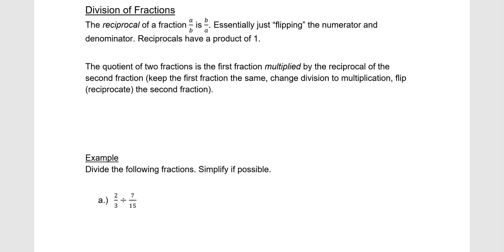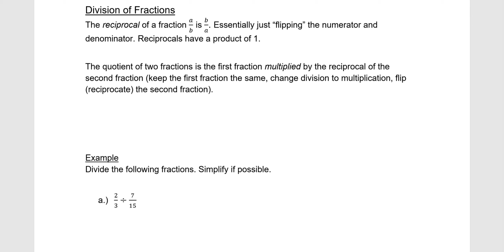So lastly, for division of fractions, recalling what I said a few seconds ago, the reciprocal of a fraction, a over b, is b over a. So essentially you're just flipping or switching the numerator and denominator, and reciprocals have a product of 1. So we're going to need this concept for division of fractions. When we're dividing two fractions, the answer is called the quotient. So the quotient of two fractions is the first fraction multiplied by the reciprocal of the second fraction.